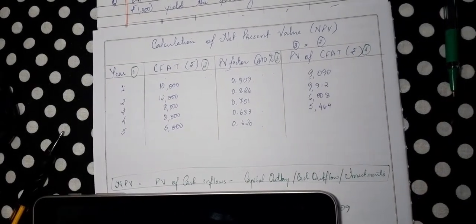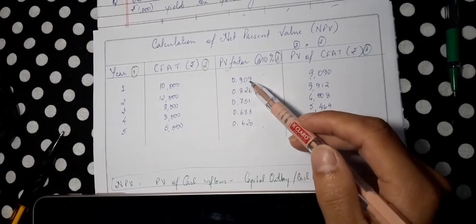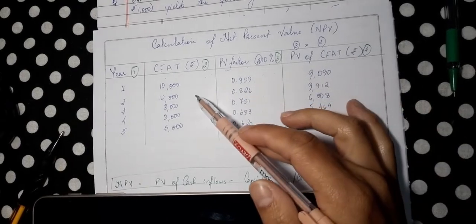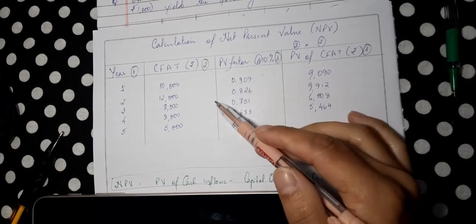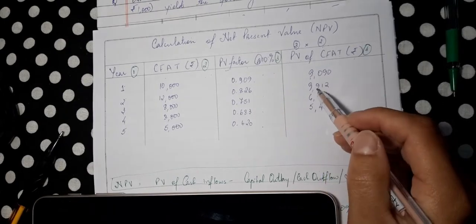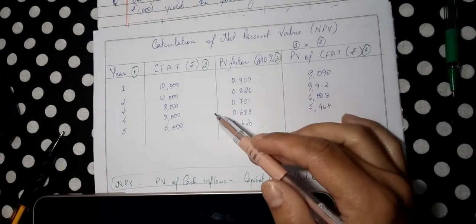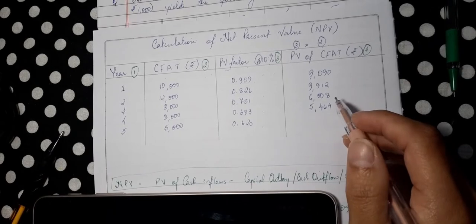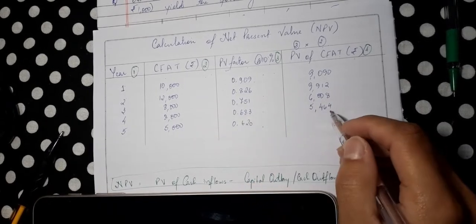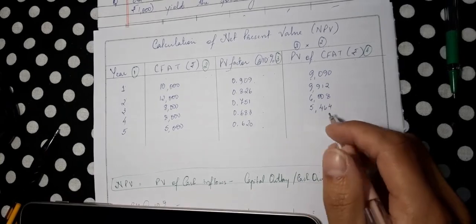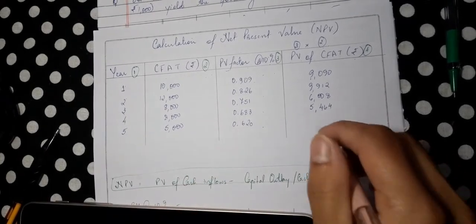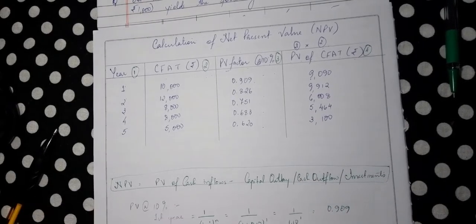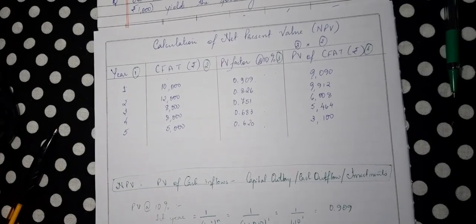So 10,000 into 0.909 for the first year should amount to rupees 9,090. For the second year, 12,000 cash flow multiplied with the present value factor at the rate of 10% for the second year, 0.826, should give us rupees 9,912. And for the third year, 8,000 into 0.751, 6,008. And for the fourth year, 8,000 into 0.683 should give us rupees 5,464. And for the last year, 5,000 into 0.620 should amount to rupees 3,100.